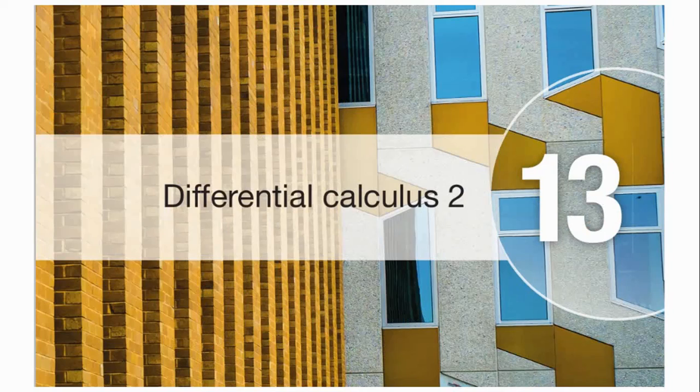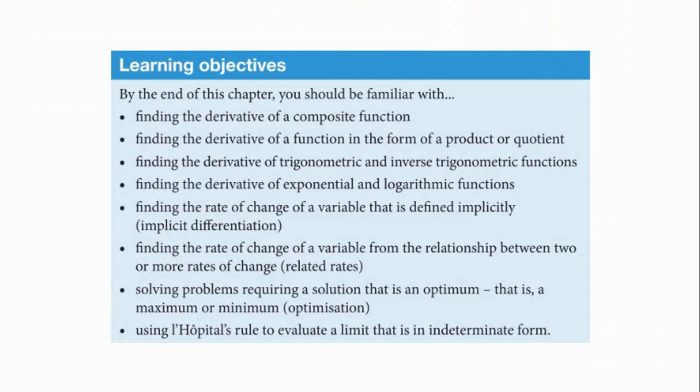Hi everybody, so this week we're going to be working on chapter 13, which refers to differential calculus part 2. So the learning objectives for this chapter are the following. First of all, finding the derivative of a composite function, finding the derivative of a function in the form of a product or quotient. Remember that product is multiplication and quotient refers to division.